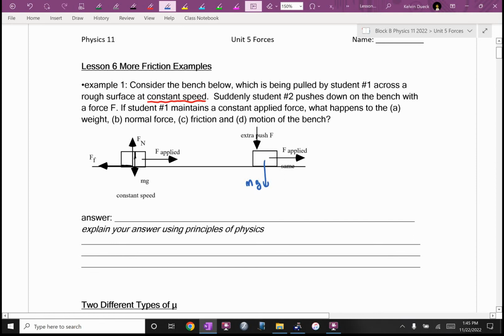What else? Normal force. Bigger, smaller, or the same size as mg? I'm going to give you a hint. It's not the same size. Are we sinking into the ground like quicksand? Are we flying here like Superman? What that means is all the forces down have to equal all the forces up. How many forces are pointing down? There's two of them. Normal force is having to cancel out mg plus Ethan's extra push. And what that means is the normal force is larger than mg.